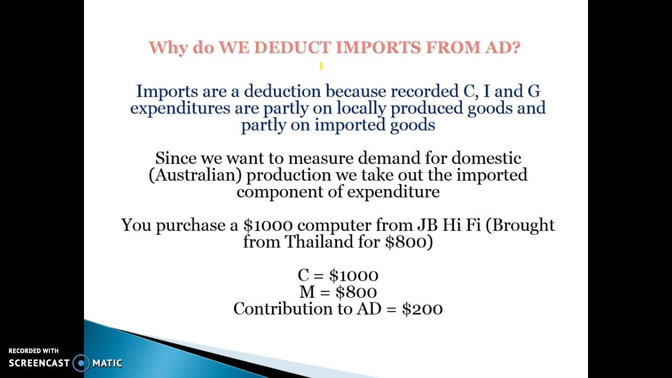Why do we deduct imports from aggregate demand? Because imports are already included as part of consumption and investment expenditure. For example, if I go out and buy a $1,000 computer from JB Hi-Fi that they bought from Thailand for about $800, all $1,000 would be included in consumption expenditure. Then we subtract $800 because that is an import. So the contribution to aggregate demand is just the $200 profit that the company made by selling that computer. We want to measure the demand for domestic Australian products, so we need to take out imports to see what we're actually spending on Australian goods and services.